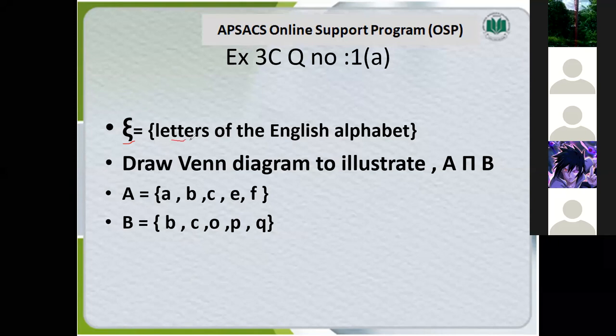Please, who will read? Boys, tell your name, please. Ma'am, Abdullah Shahzad. Yes, Abdullah, please read it. Letters of the English alphabet. Please, Abdullah, tell me the first letter of the English alphabet. A. Well done. And it ends at? Z. Well done. This means the universal set starts from A and you have to write all 26 alphabets. Clear to all?